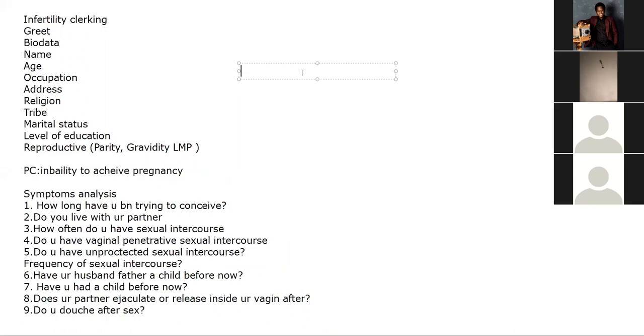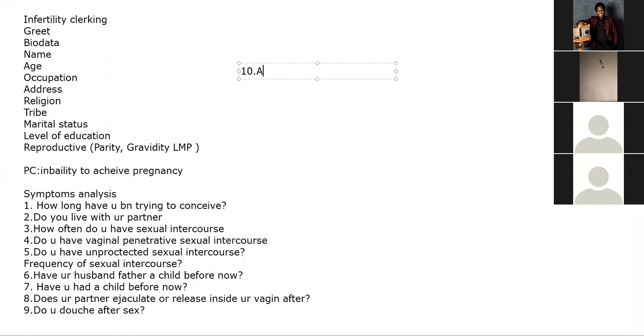What other question do you want to ask? There are still more questions. Apart from that, you want to ask the kind of family. Is it a polygamous family or a monogamous family? Because in a polygamous family, maybe the man is not satisfying the woman enough. Maybe during the time the woman is ovulating, the man does not even go close to her. Do you understand? So you want to know the kind of family.